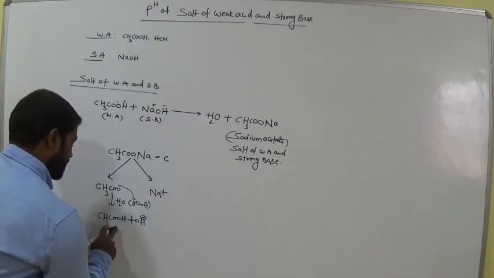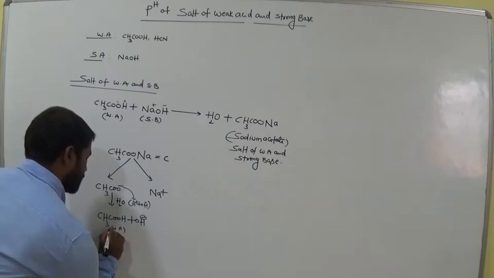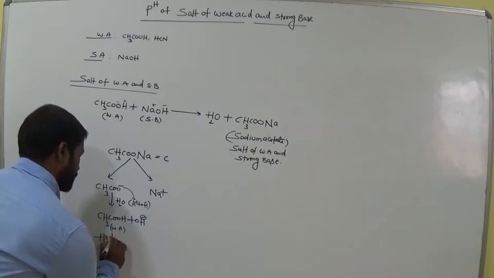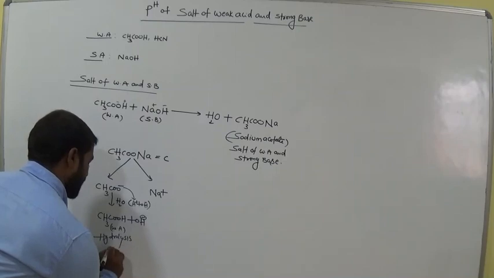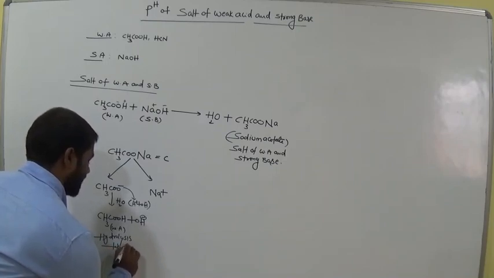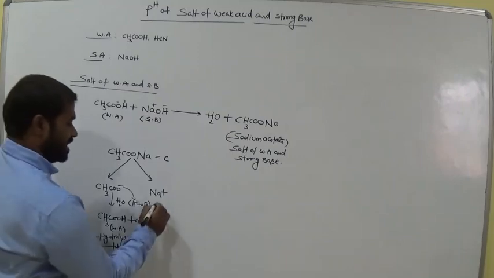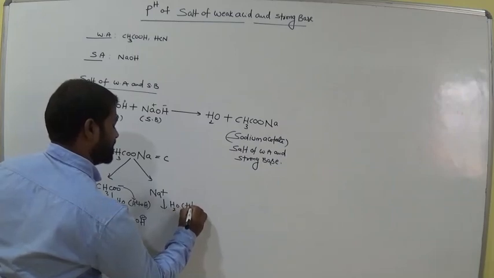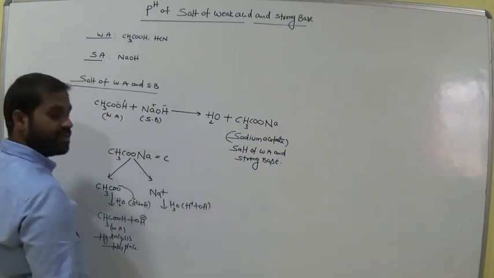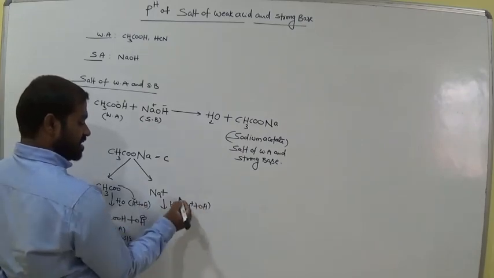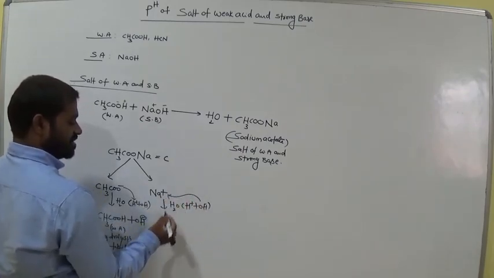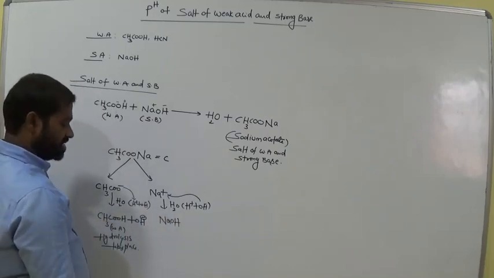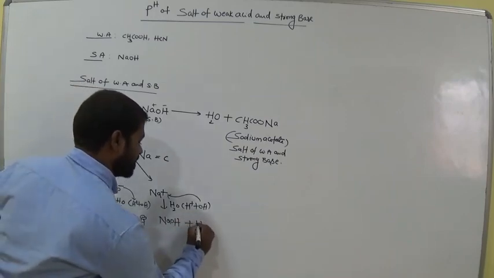So it is a weak acid; hydrolysis takes place in the case of the weak acid. Let's come to the cation. Add H2O here. The ions present are H plus and OH minus. Na plus and the negative OH minus give NaOH. The remaining one is H plus.